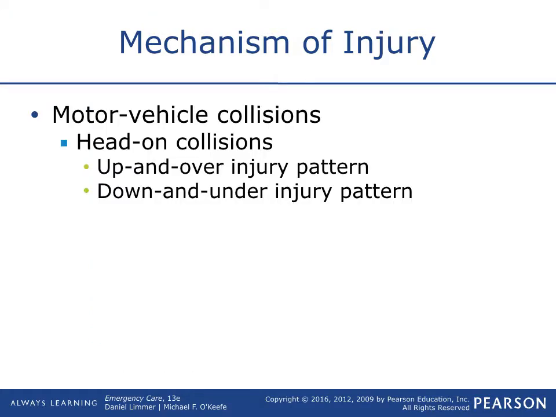Motor vehicle collisions: head-on collisions, up and over injury pattern, where they go up and over the steering wheel and hit the windshield with their head. So if they hit their windshield with a head-on collision, you can look at the mechanism of injury: there's going to be some head trauma, some chest trauma, and some possible pelvic and leg trauma, breaking on the steering wheel, down and under injury.